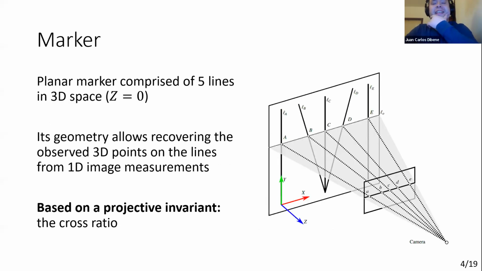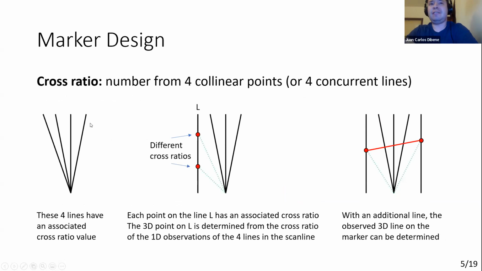So the planar marker is comprised of 5 lines in 3D space. And these are arranged in a way that it is possible to recover the observed 3D points solely from the image measurements. This is based on a well-known projective invariant known as the cross ratio. The cross ratio is a number associated to 4 collinear points or 4 concurrent lines. The intuition behind the pattern design is to define a map between the 3D points on the lines and the cross ratio values, so as to be able to determine the 3D points solely from the cross ratios of the observed points in the image.